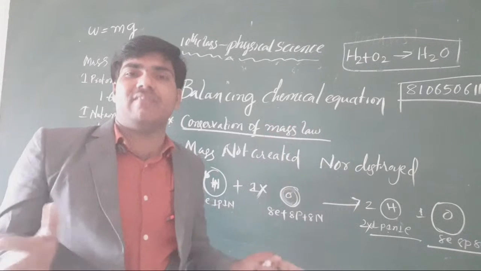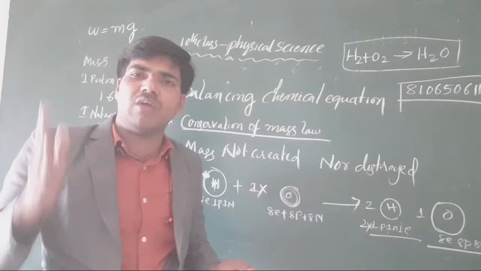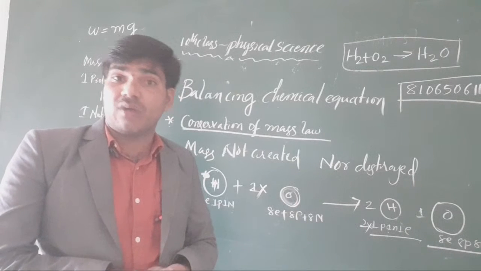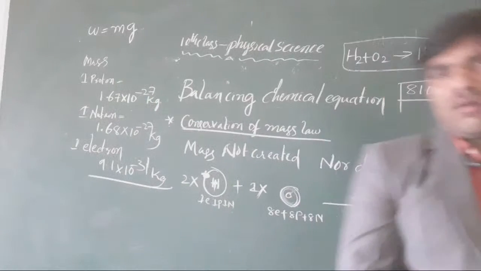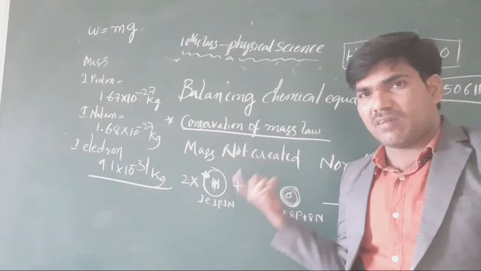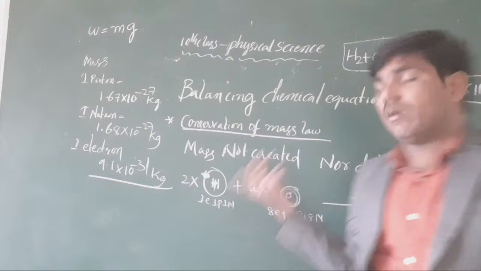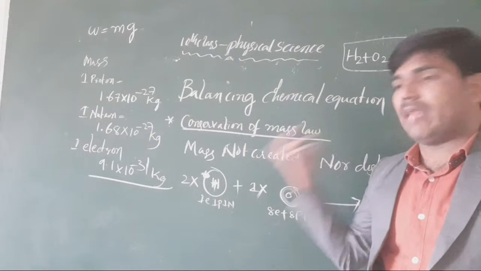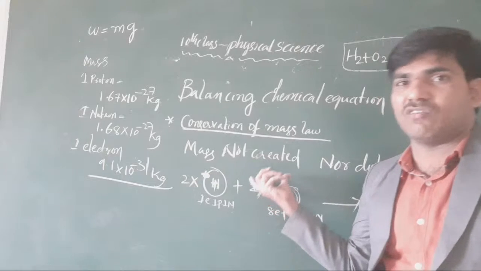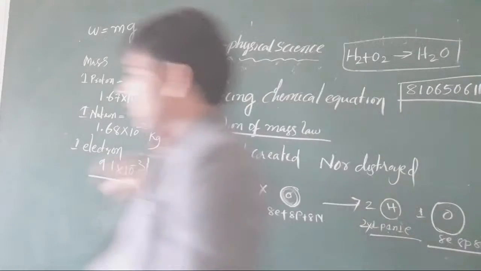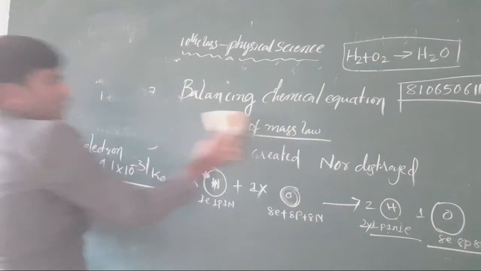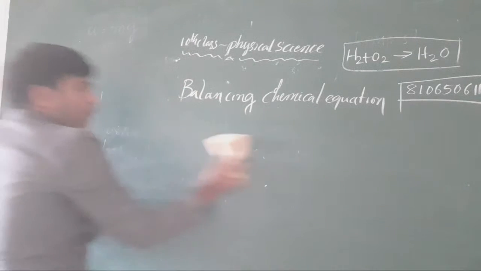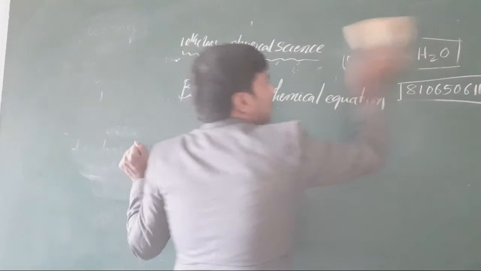Why are we going with the balancing of equations? This is the question. Because we want to satisfy the conservation of mass law. Clear or not, all of you? For this purpose only, we have to go with the balancing of chemical equations. This is only the introduction of balancing of equations. Now we are going with our next concept, that is how to balance the equation.